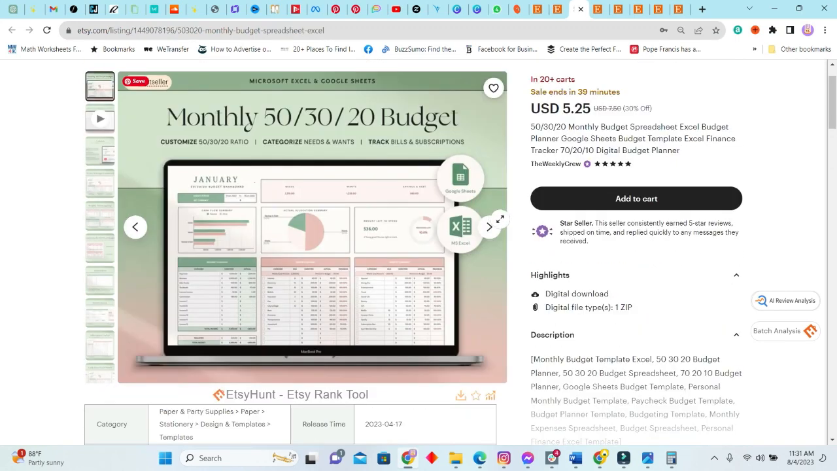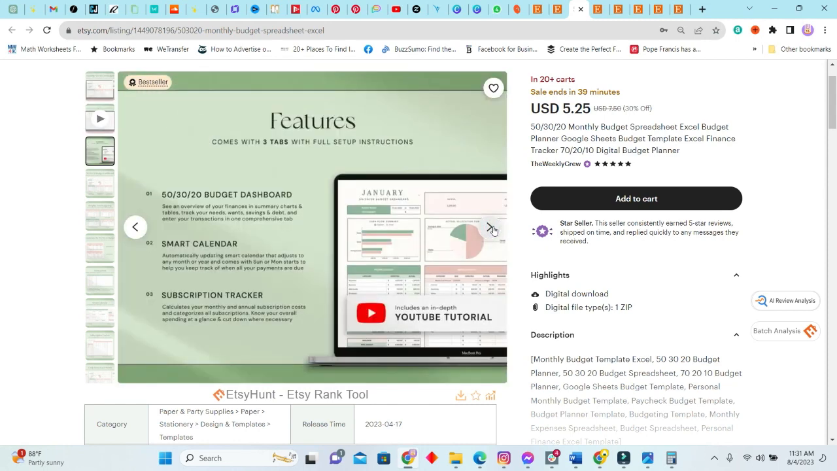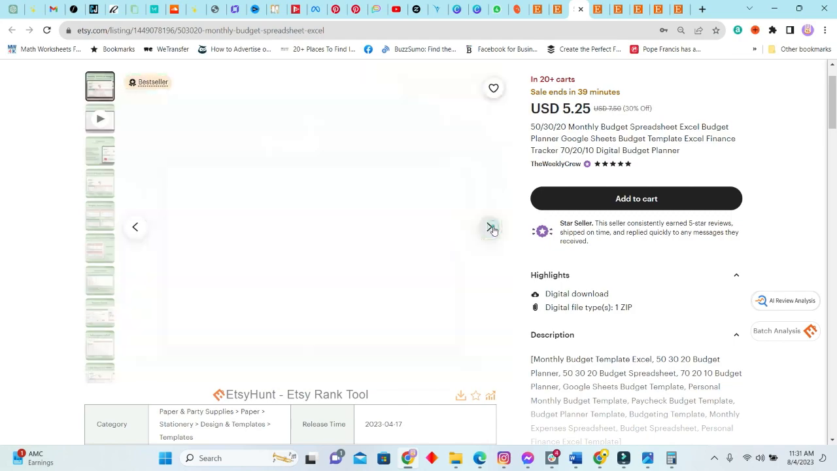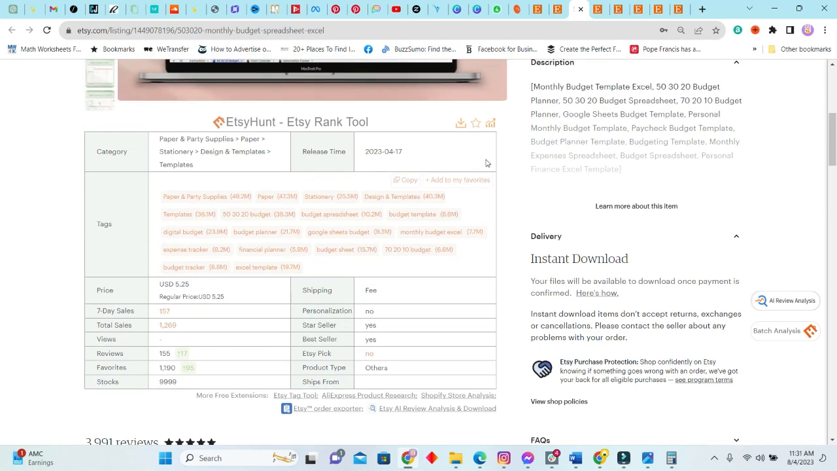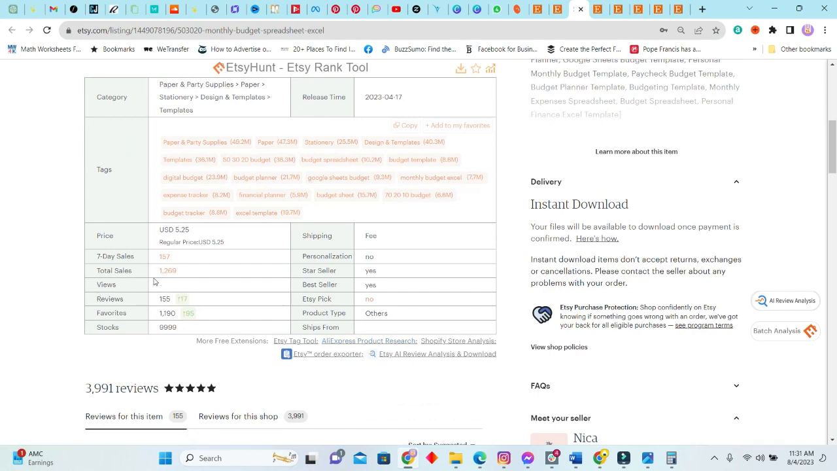So next we have a monthly budget, another budget, and let me just go through the items so you can go through the pictures and see how they display the product listing. Okay, so you can see clearly that this one is very similar to the one we just saw, and this was only listed April of this year with a total of 1,269 sales so far, and in the past 7 days it made 157 sales.